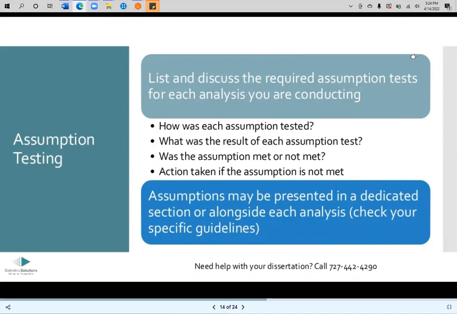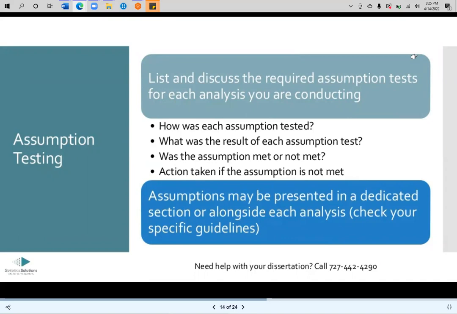So you'll want to list those out. For instance, if you're doing a t-test or an ANOVA, you may need to do assumptions testing for normality and homogeneity of variance. So you'll want to state how each assumption is tested. So going along with that example, how do you plan to test normality? You have a few options. Are you going to be looking at a histogram? Are you going to be conducting a Shapiro-Wilk test? Are you going to be looking at the skewness and kurtosis values? Or will you use a different method? Whatever it is, you just want to state exactly what the assumption is that you're testing, and then what you're doing to test it.